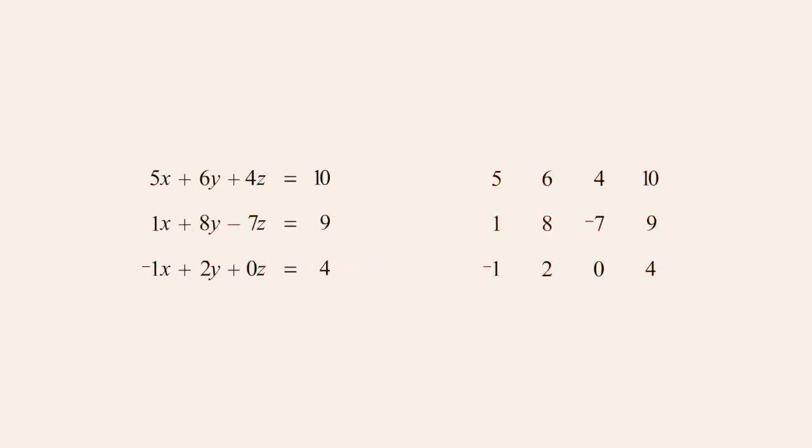To create an augmented matrix for this system of three linear equations in three variables, we must fill in the implied coefficients of 1 for the terms with no coefficients, and the implied coefficient of 0 for the missing z term in the third equation. We can then collect the coefficients and constants and enclose them in brackets with a vertical line.